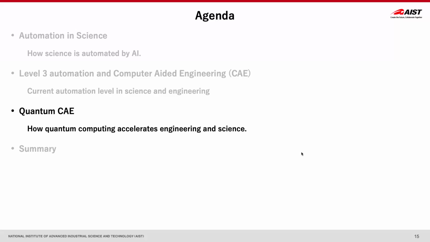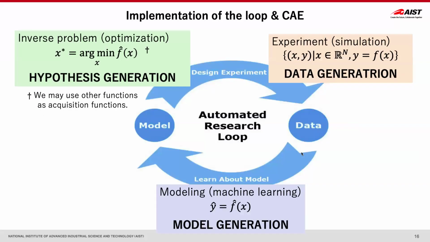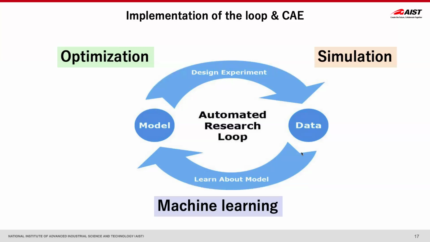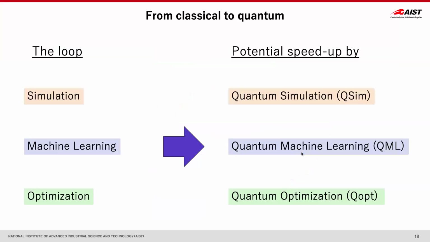So how do we move forward to quantum? This is a simplified version of what we did in science and engineering. More simply, we conduct simulation, and after that we have the data, so we do machine learning. After that, we conduct optimization. For each step, those tasks, we know that we have algorithms for quantum simulation, quantum machine learning and quantum optimization.